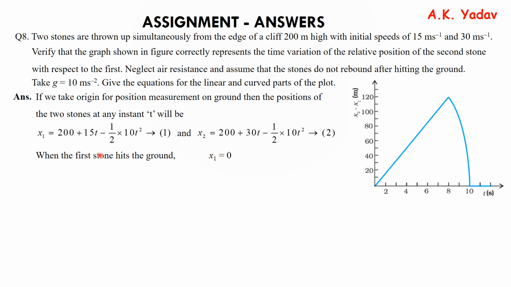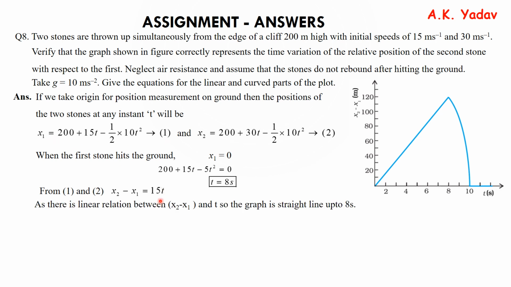Now, when the first stone hits the ground, x1 is 0 because ground was the origin. If it comes back to the origin, that means x1 is equal to 0. So, equation 1 equal to 0. When I solve this, I get t equal to 8 seconds. There will be another value of t, but that will be negative, that's why we neglect that part. Now, from equation 1 and 2, I can say x2 minus x1 is equal to 15t.